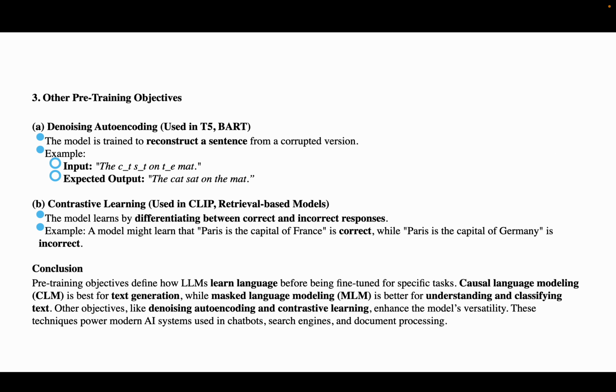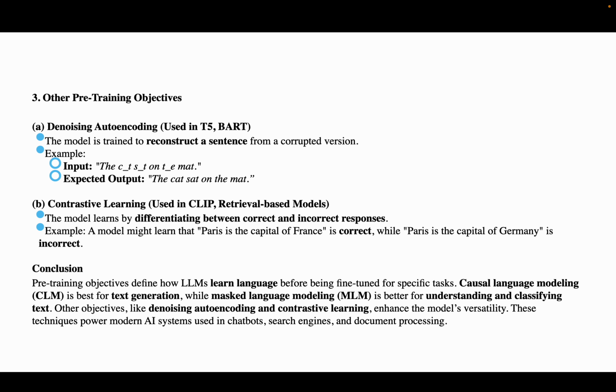The third we see is other pre-training objectives, that is denoising autoencoding, used in T5 or BART. The model is trained to reconstruct a sentence from corrupted versions. For example, the input is "the C T S T on E T mat". The expected output is "the cat sat on the mat". So this is basically denoising autoencoding. Contrastive learning is used in CLIP, that is retrieval based models. The model learns by differentiating between correct and incorrect responses. For example, a model might learn that "Paris is the capital of France" is correct, while "Paris is the capital of Germany" is incorrect.